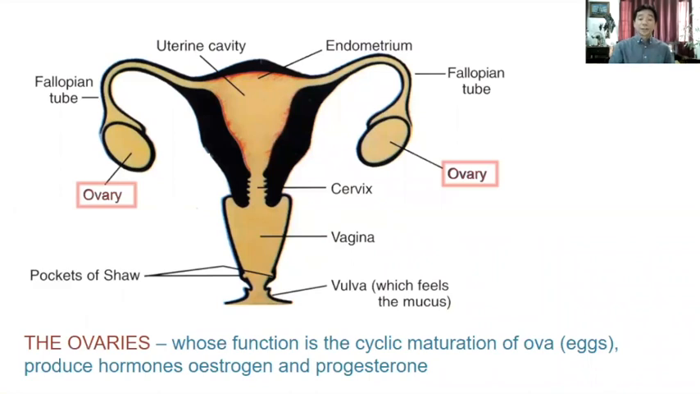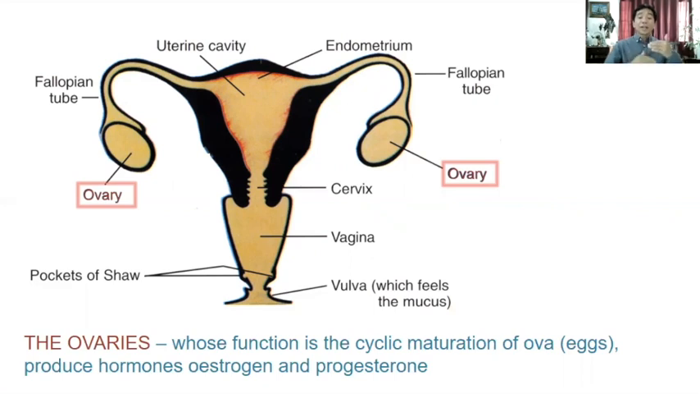According to the slide, the ovaries, whose function is the cyclic maturation of ova, eggs, produce hormones estrogen and progesterone. Ang meaning po nito ay ganito, no? Ang dalawang ovaries, nandiyan po ang millions of eggs. And when the woman or the girl reaches the age of maturity, nagkakaroon po siya ng tinatawag nating follicular development every cycle. Ano ba yung ibig sabihin ng follicular development? Meron pong egg na nagde-develop into maturity. Okay? At yan po ay nangyayari every cycle.